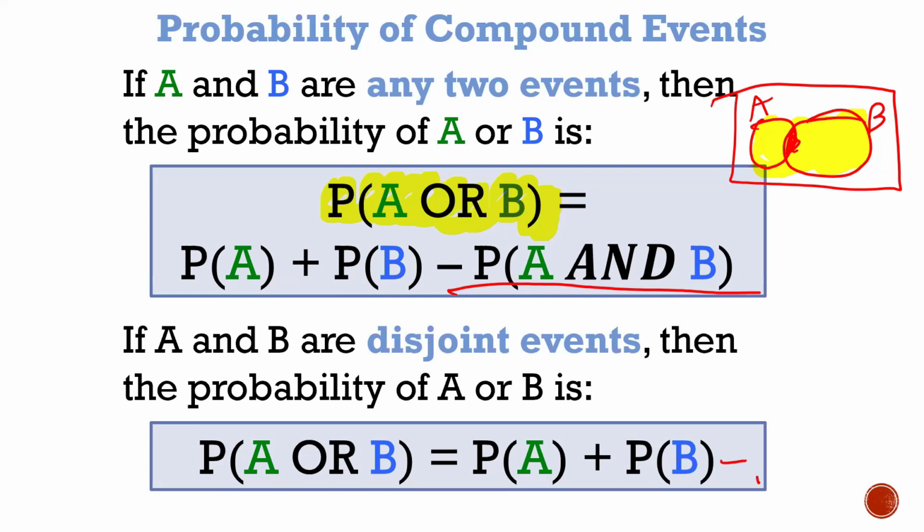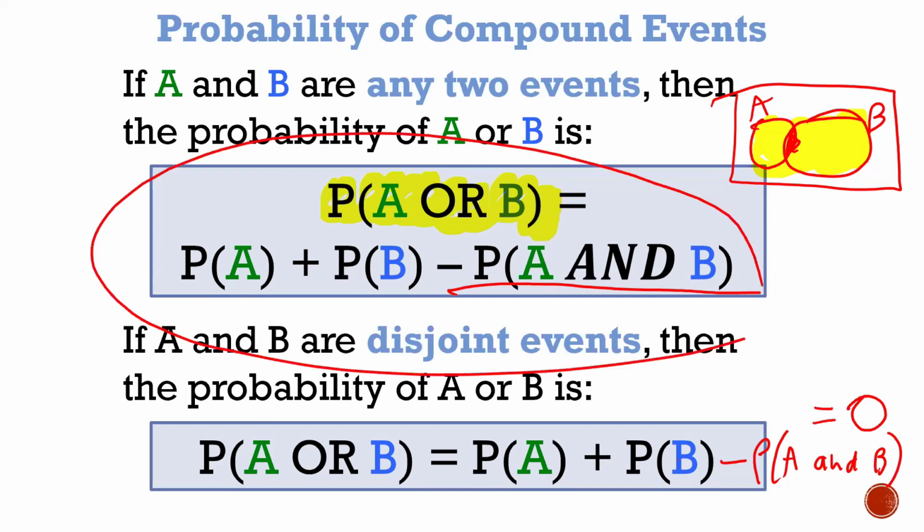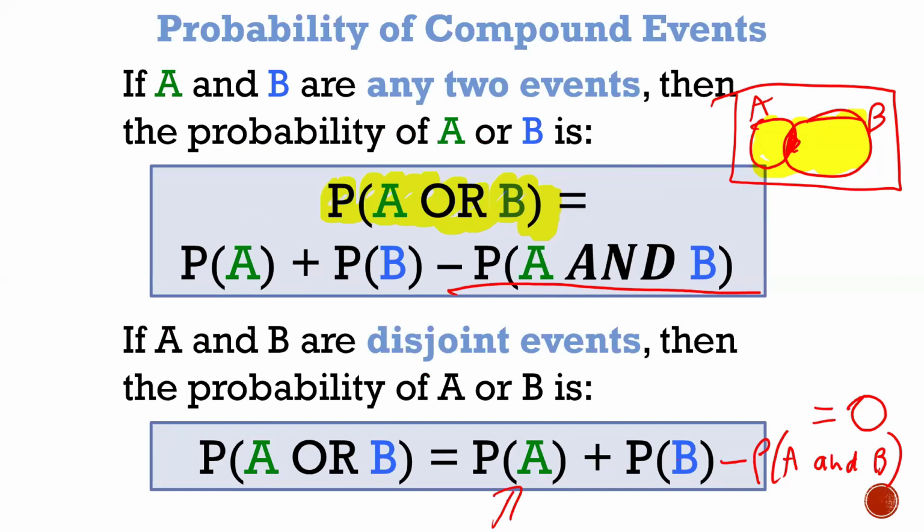0. So notice I could still subtract this, because that just happens to be equal to 0 when you have two disjoint events, right? So this rule is always true. The other rule is only true for disjoint events, right? So if you memorize this one, you never need the second rule. You can always use the first one, right? Because it is more generally applicable, right?